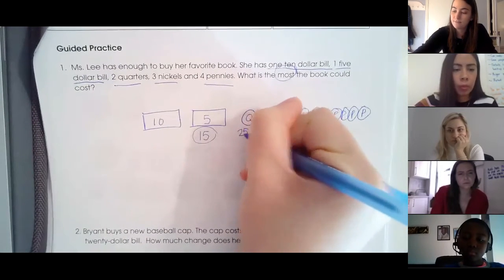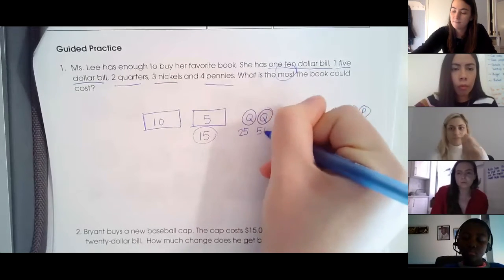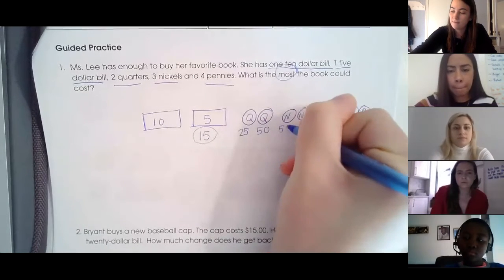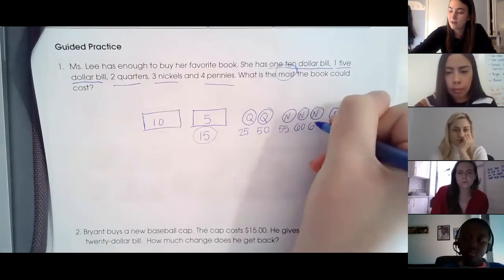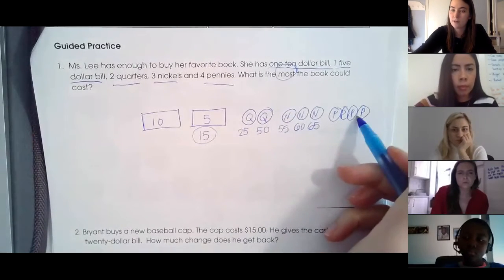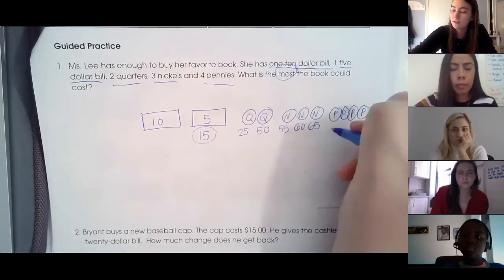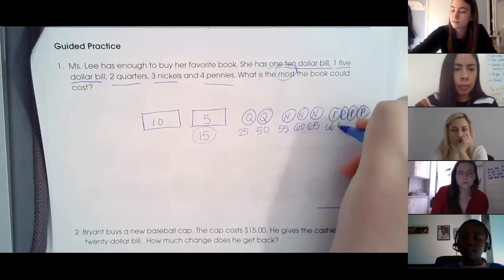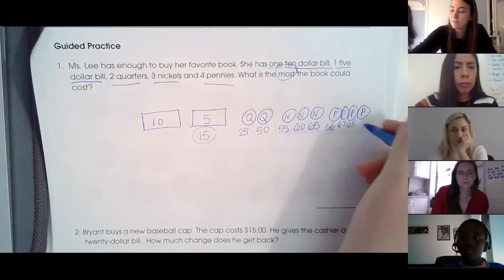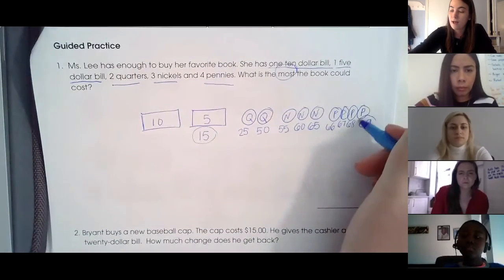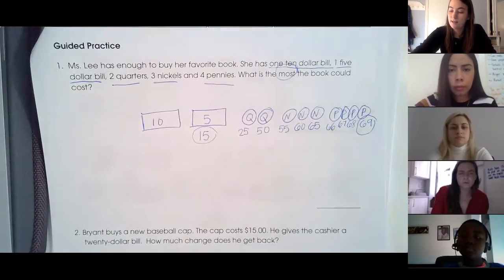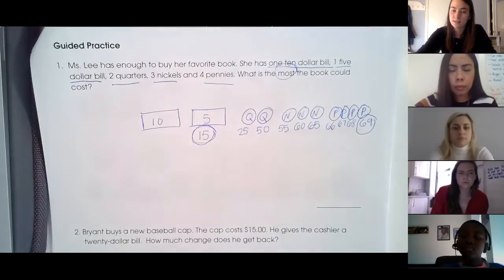So $15 and 25 cents, 50, 55, 60, 65, counting pennies. I know pennies are worth 1 cent, 66, 67, 68, 69. Now this is super important. I counted 69 cents and $15.